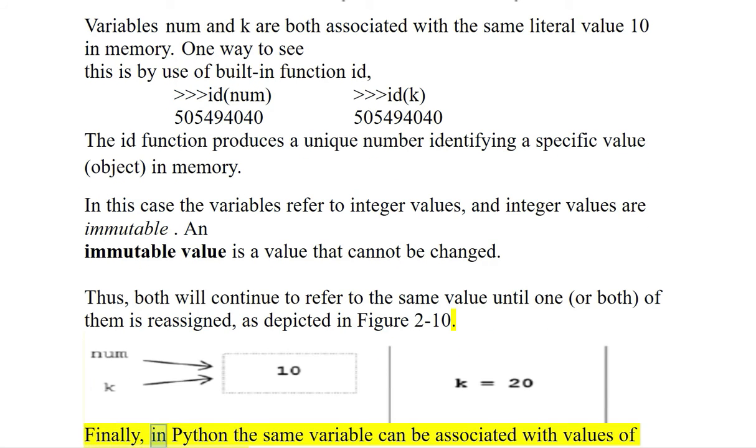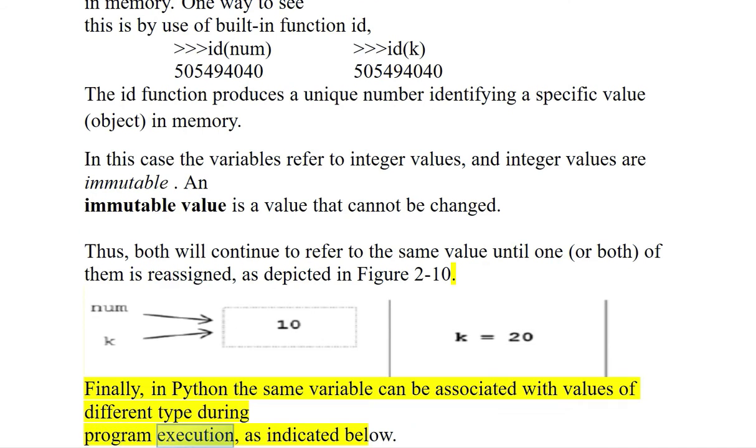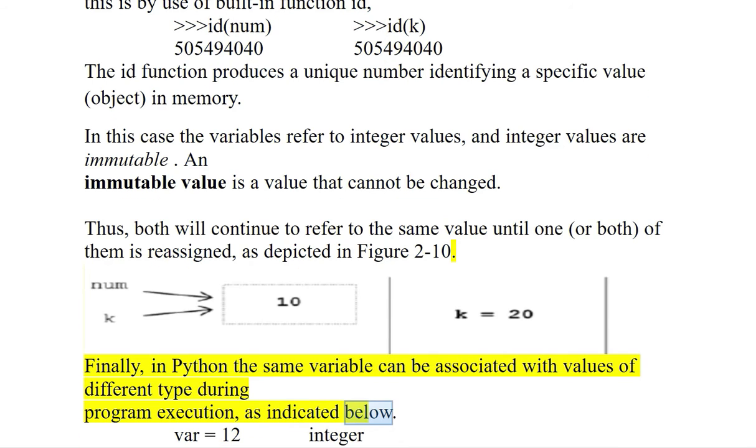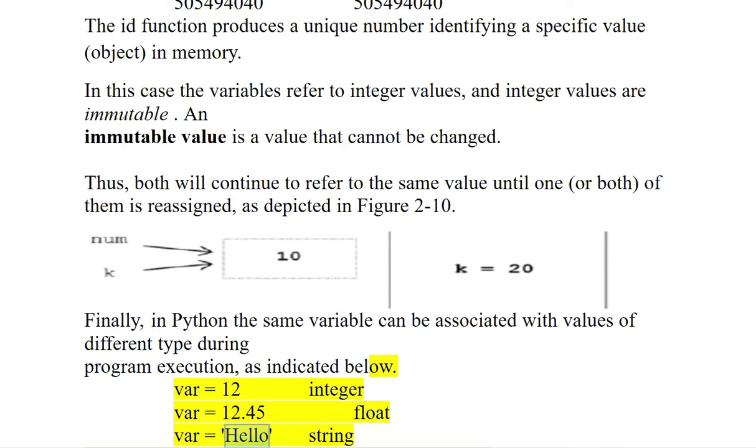Finally, in Python the same variable can be associated with values of different type during program execution, as indicated below. var = 12 (integer), var = 12.45 (float), var = 'hello' (string).